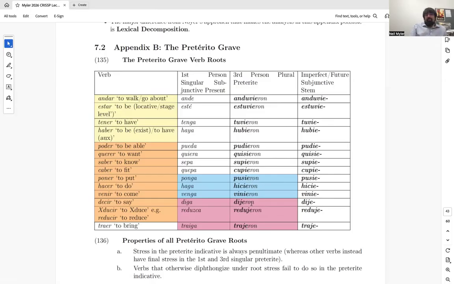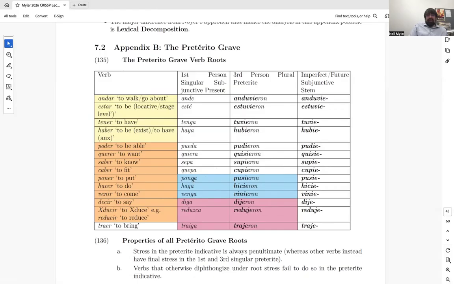However, the appearance of that velar and the apparently resulting deletion of the yod is not found with all verbs that exhibit a velar in parts of the present tense paradigms. In particular, ponga for I put, present subjunctive, corresponds to pusieron, not pusjeron or pujeron or anything like that. Likewise, haga, hicieron, right? No velar there, no yod deletion. Likewise, venir has venga, but not venjeron or anything like this. It's vinieron, right? Okay. And that's the distinction between the blue and pink shading here.